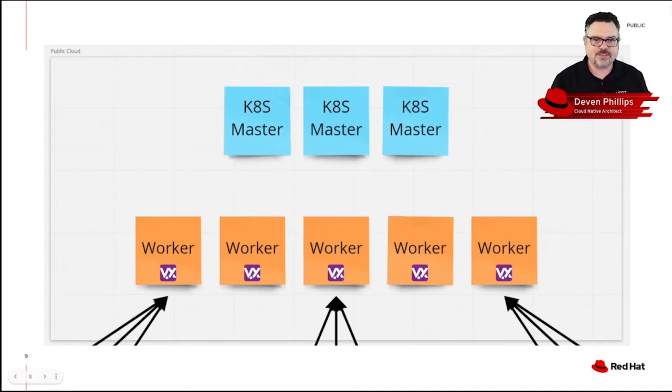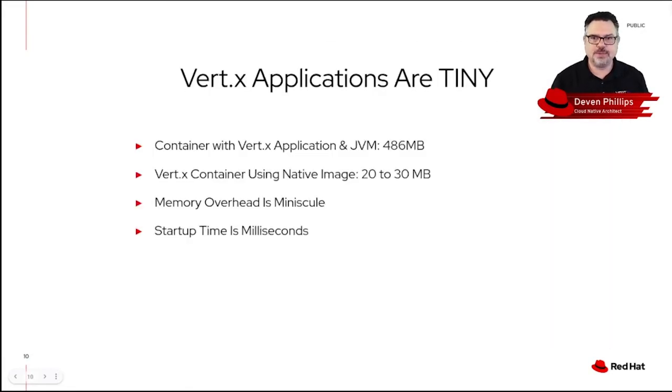These Vert.x processes are absolutely tiny. The JVM version of these running in a container is less than 500 megabytes for the container size.